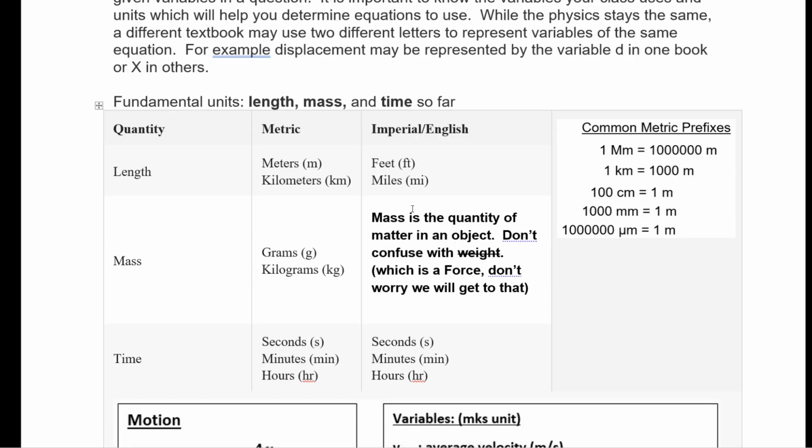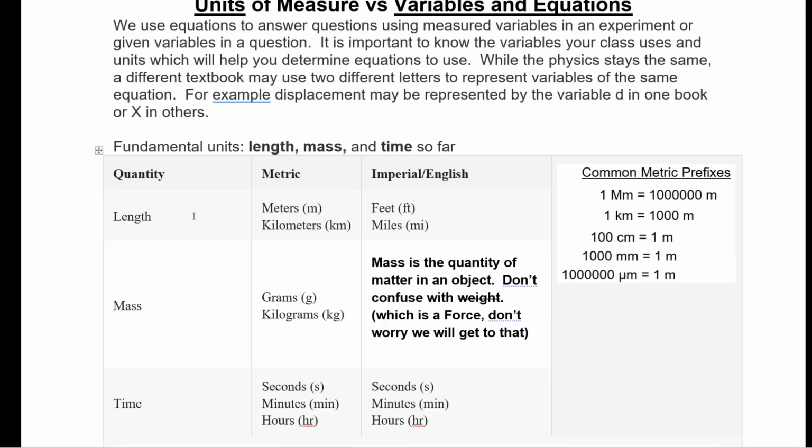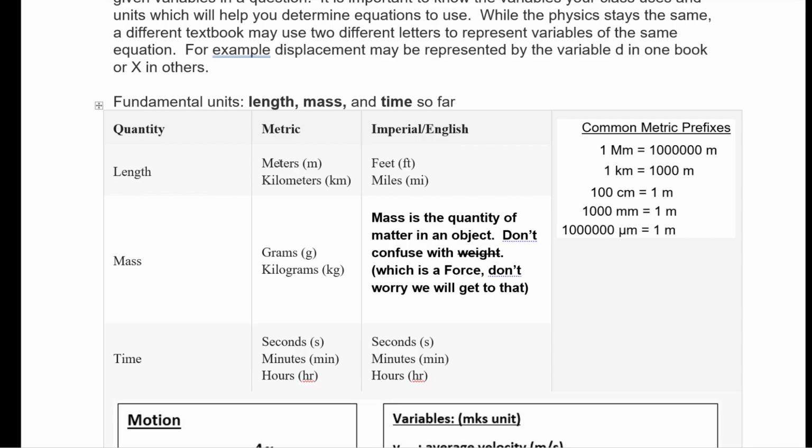So let's talk about some fundamental units. We got length, mass, and time that we've covered so far. So for length, the quantities, we've got meters represented by an m, kilometers represented by a km, feet represented by ft, miles represented by mi. Mass, we've got grams represented by a g, kilograms represented by a kg.